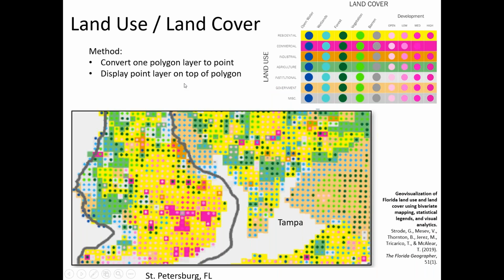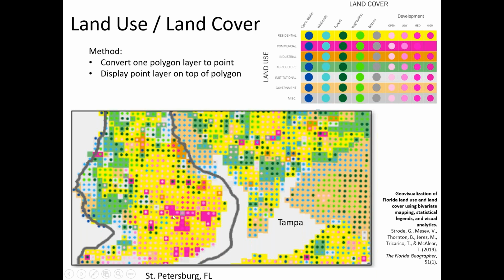Another way of using this is land use and land cover, which are two separate entities. The land use comes from your property appraiser or your planner's office, and your land cover would be what you can see from the air. So you can mix and match these if you like. That's another way.